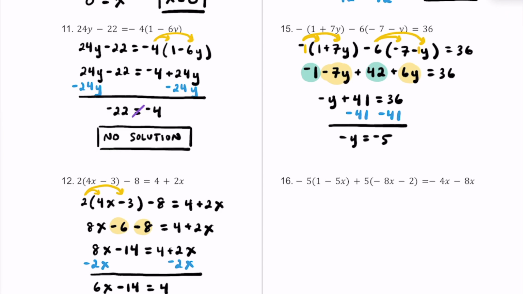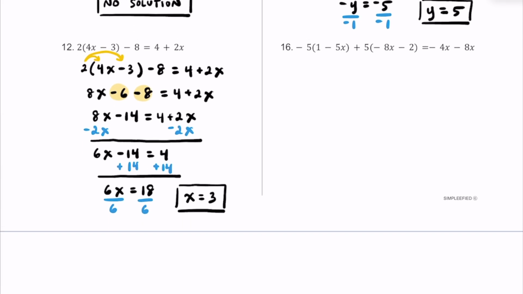And then we have this coefficient of negative 1 here. We can get rid of it or turn it into a positive 1 by just dividing both sides by negative 1. So negative 1y divided by negative 1 is going to be positive 1y, or just y equals, and then negative 5 divided by negative 1 is positive 5. That'll be our solution. All right, here is one more practice problem.